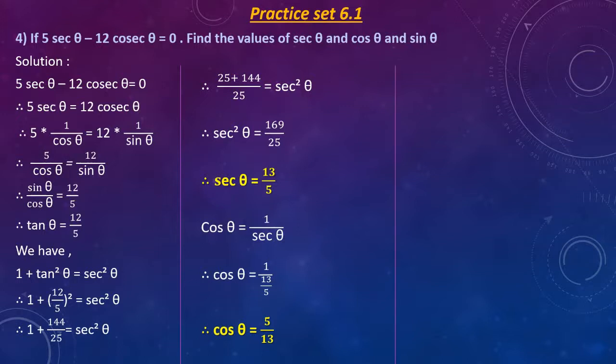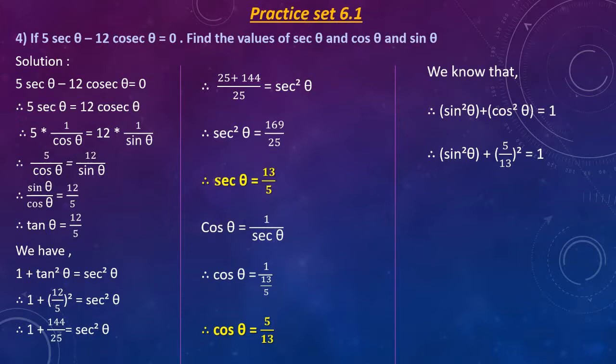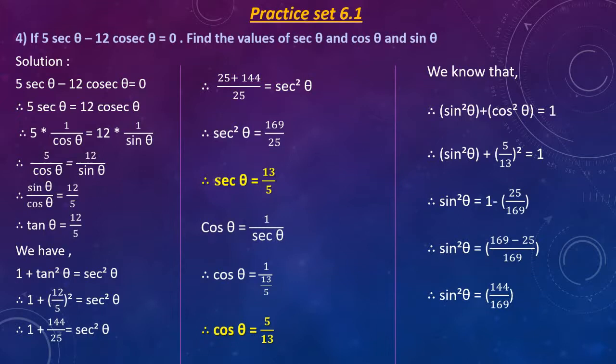We can easily find the value of sin theta by using the trigonometric identity, that is sin square theta plus cos square theta is equal to 1. Therefore sin square theta plus cos square theta, which is 5 upon 13 square, is equal to 1. Therefore sin square theta is equal to 1 minus 5 square, which is 25, upon 13 square, which is 169. Therefore, by taking LCM, we get sin square theta is equal to 169 minus 25 upon 169. Therefore sin square theta is equal to 144 upon 169.